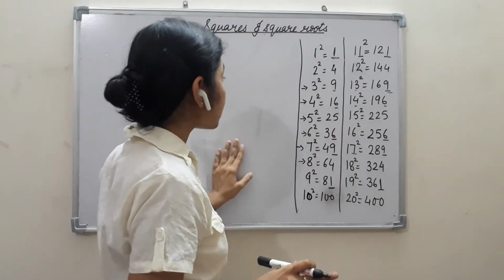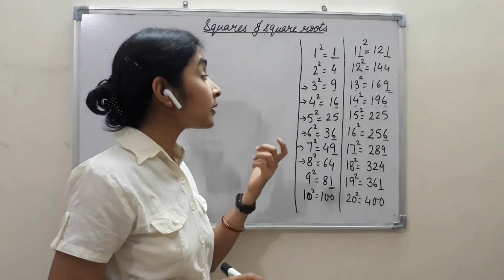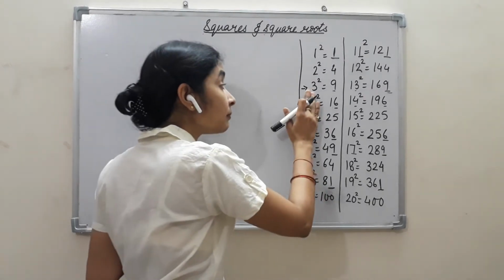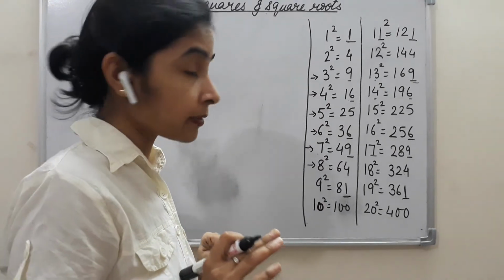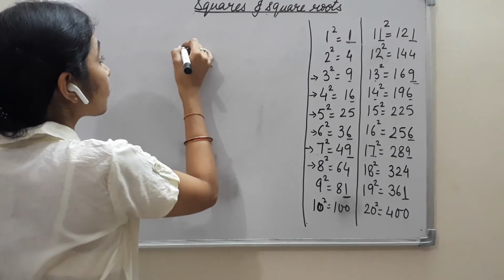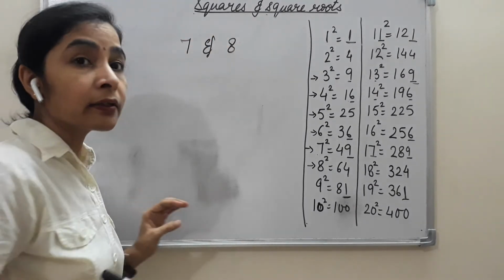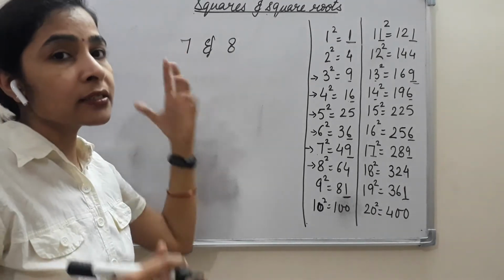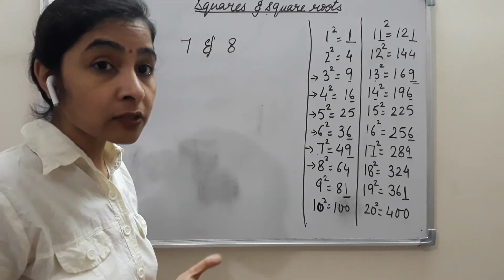Okay. If I ask you, without calculating the square root of that number or without calculating the square of any number, just tell me what will be the difference between the squares of those two numbers. So if I ask you what is the difference between the squares of 7 and 8, how will you find it? By taking the square of 8 and then the square of 7 and then subtracting? No, but I am asking you without calculating the squares of those numbers.